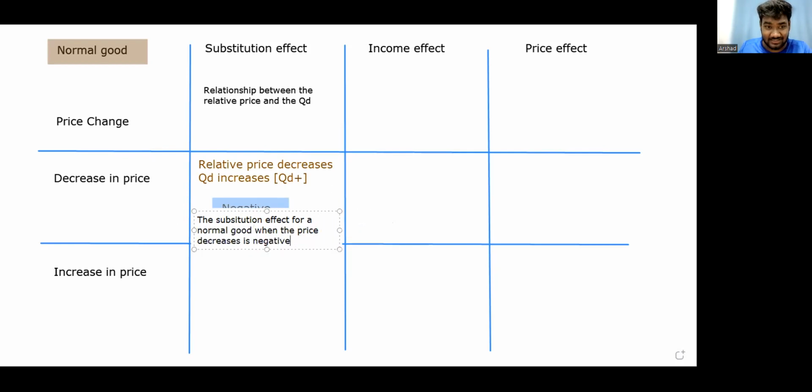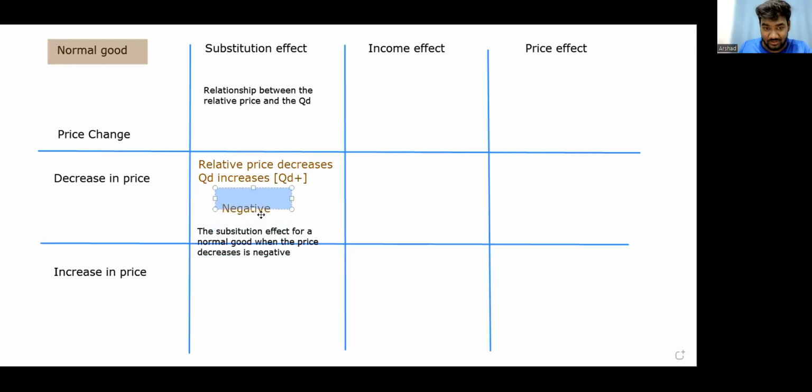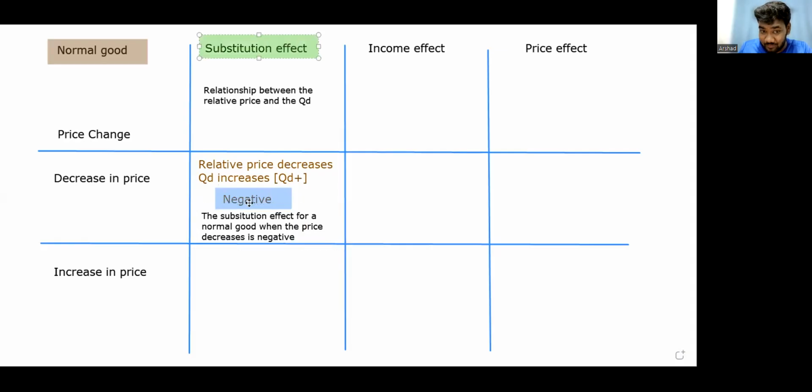Yes, the price change row is this. Price change is this: a decrease in pricing. Is that clear, guys? This is how I interpreted it, and what I wrote. So what did I write? I said the substitution effect for a normal good when the price decreases is negative. That's what I'm saying. Then we'll go into this quickly.